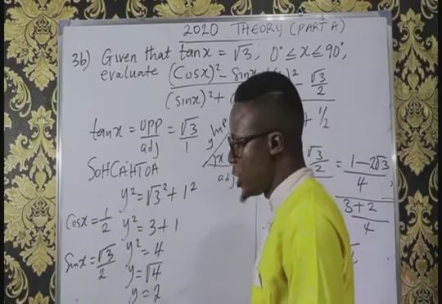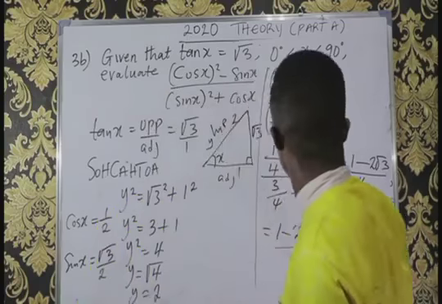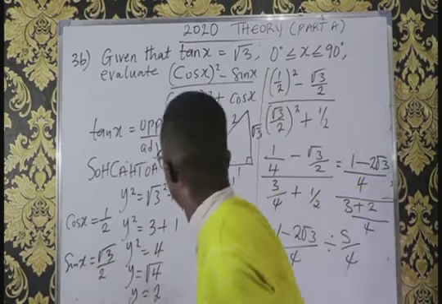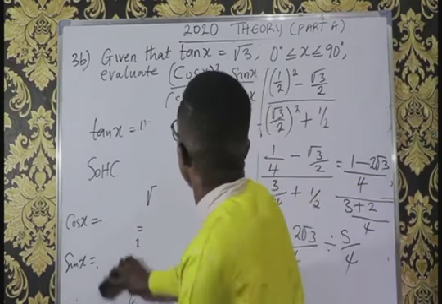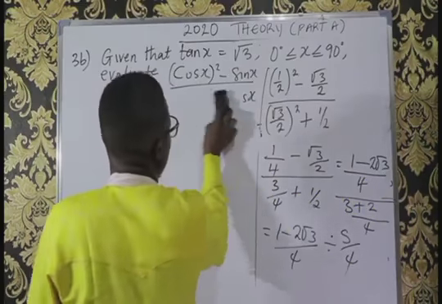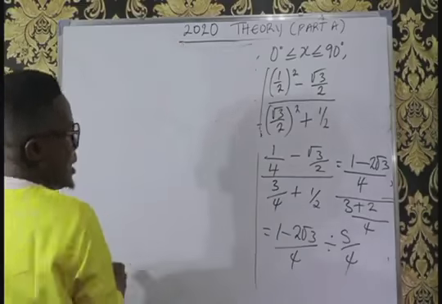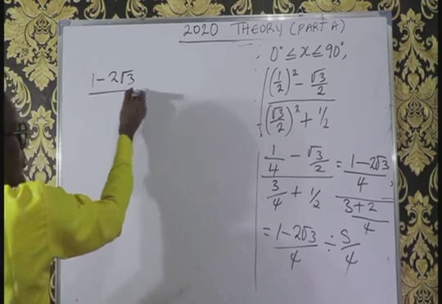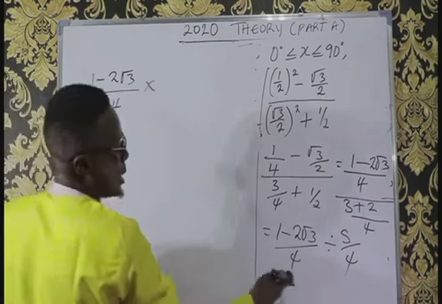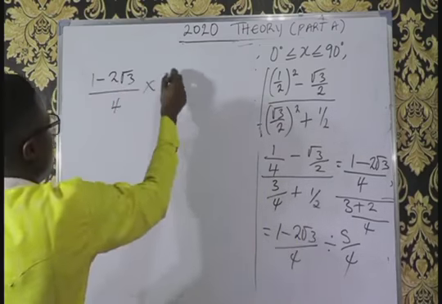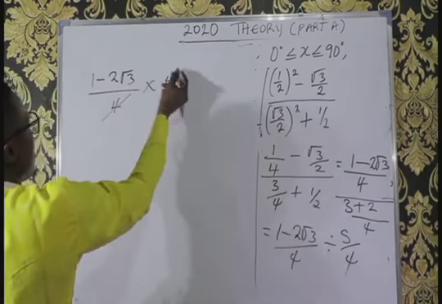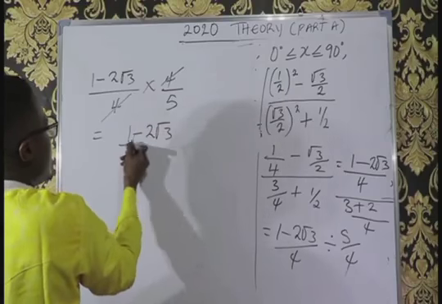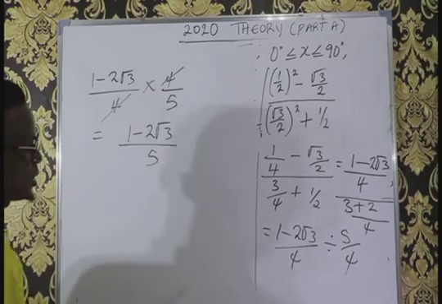Remember, division will be changed to multiplication, and I will turn this fraction upside down. So if I clean here now, I will have that 1 minus 2√3 all over 4 will now multiply, change to times, turn upside down, 4 all over 5. 4 will cancel out. We shall have 1 minus 2√3 all over 5. And this is the answer.